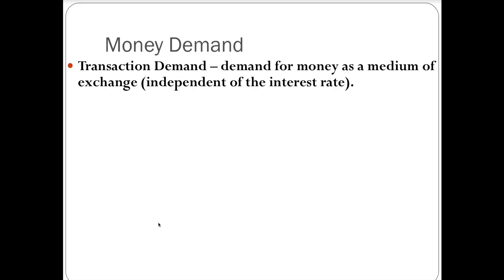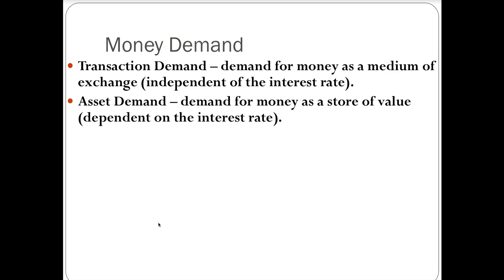So money demand comes from various sources. The first one is transaction demand. This is demand for money as a medium of exchange. This is when people demand money in order to exchange that money for goods and services. This is going to be independent of the interest rate. You also have precautionary demand, where people demand money in case something goes wrong. You'll also have asset demand. This is demand for money as a store of value. So this is going to be very dependent upon the interest rate.